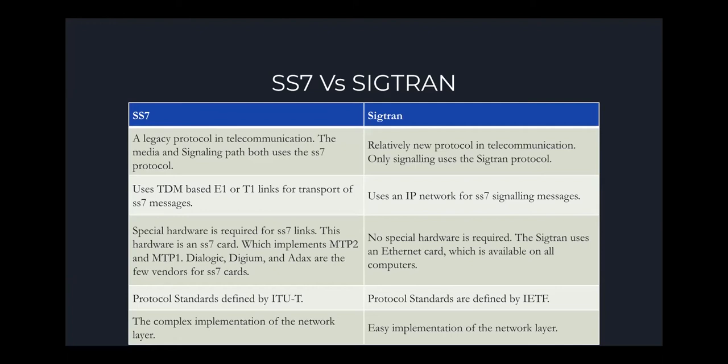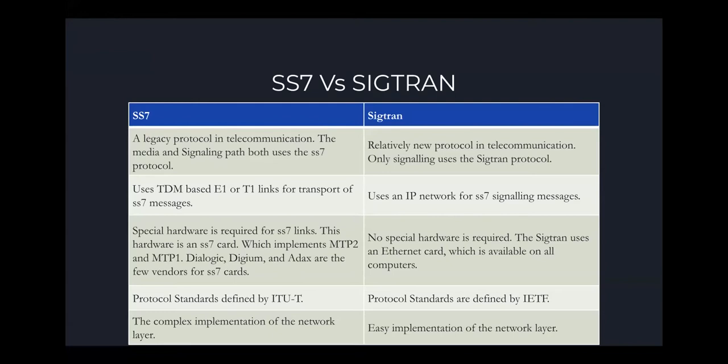The SS7 protocol standard is defined by the ITU-T, whereas the SIGTRAN protocol standards are defined by the IETF. And the last is the complex implementation of the network layer in SS7 and the easy implementation of the network layer in SIGTRAN. So the two are almost similar. They do almost a similar thing, but one has the network capability of IP, and the other one does not. The other one uses SS7.